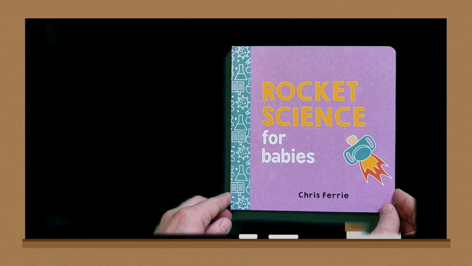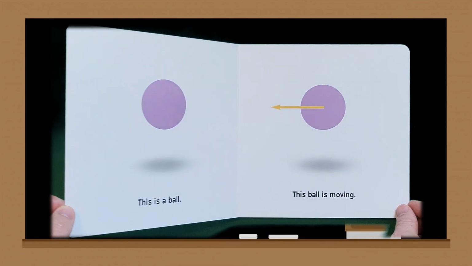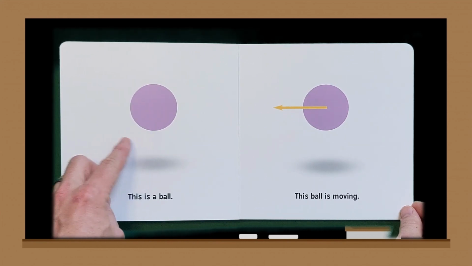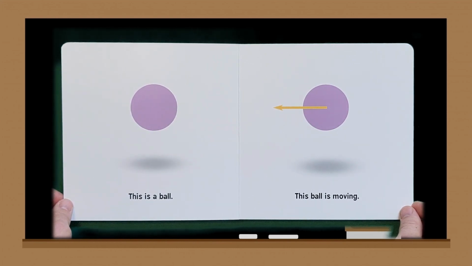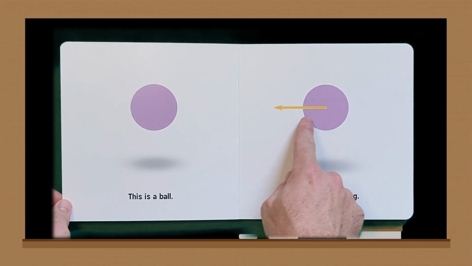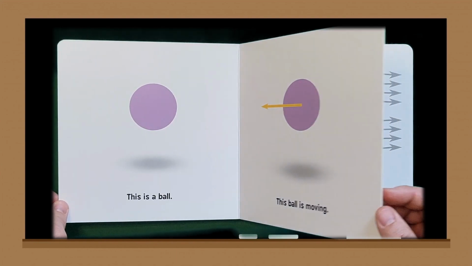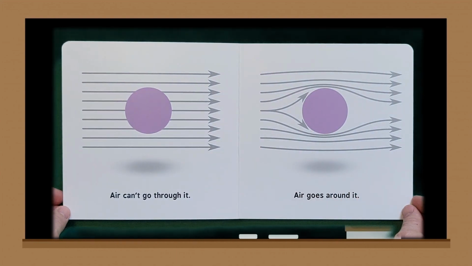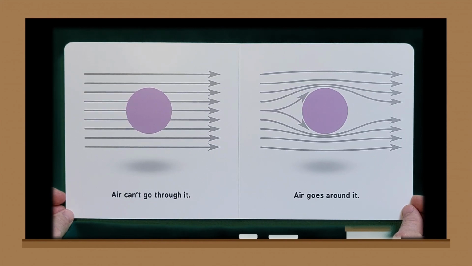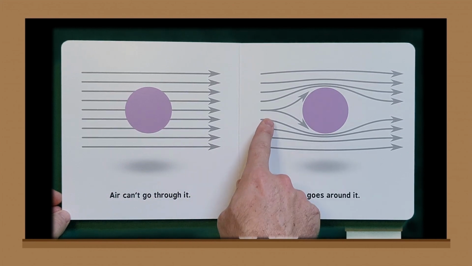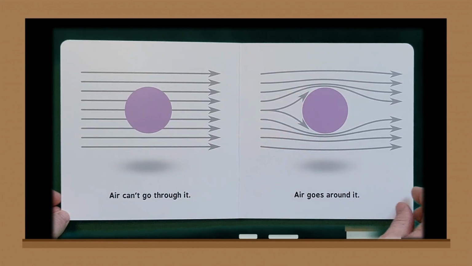Rocket science for babies. This is a ball. See the ball here? This ball is moving. See the yellow arrow to show the ball is moving? Air can't go through it. Air goes around it. See all the air, the gray arrows? And see how the air has to go around the ball?